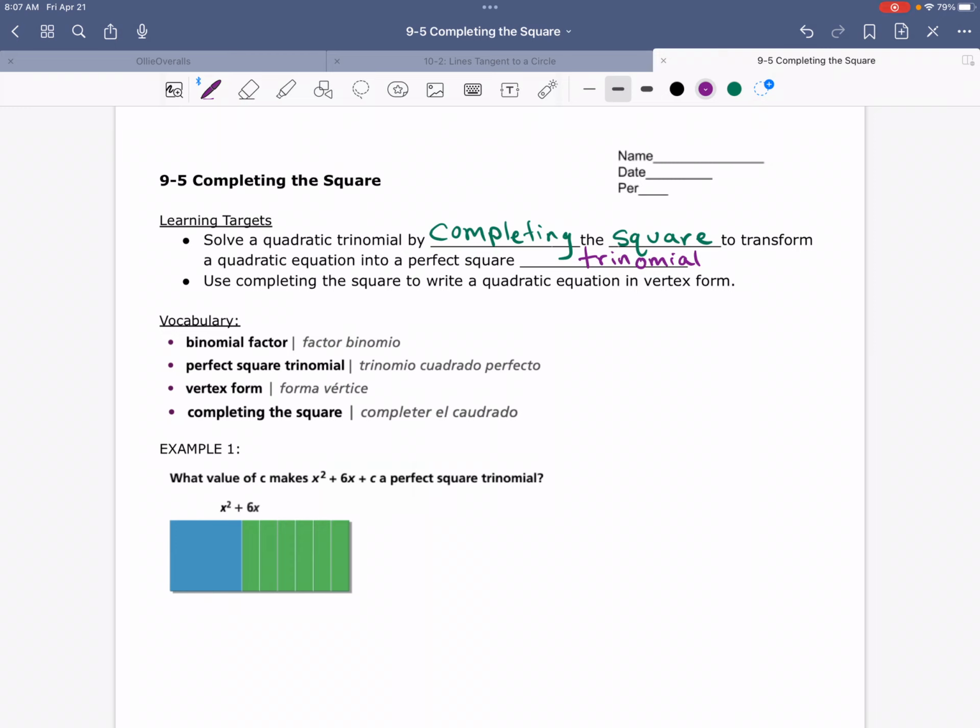Our vocabulary today is binomial factor, factor binomio, perfect square trinomial, trinomio cuadrado perfecto, vertex form, forma vértice, completing the square, completar el cuadrado.